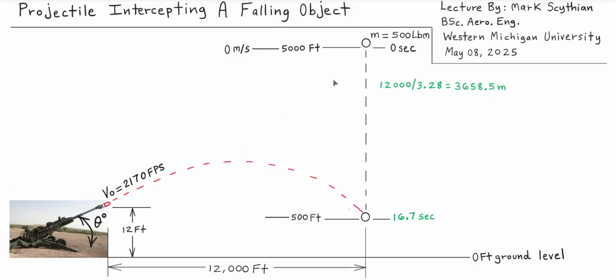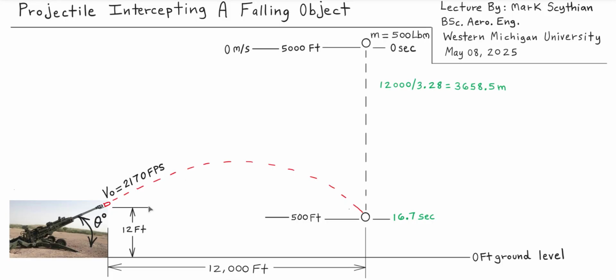And just a few notes here: we could use the conservation of energy, where gravitational potential energy, mass times gravity times height, is equal to kinetic energy, 1/2 mass times velocity squared, and then calculate the velocity at 500 feet. We could do that, but it's not relevant to the projectile intercept of a falling object application.